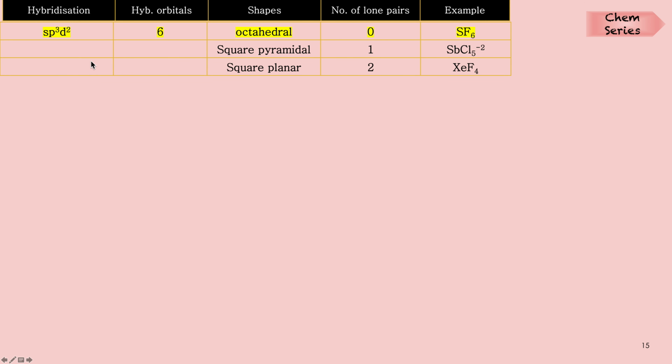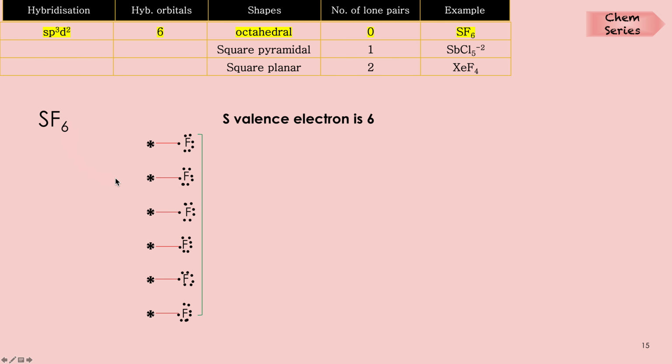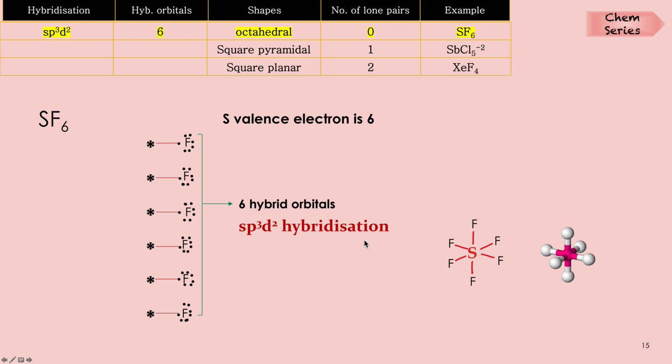Coming to the sp3d2 hybridization, the first example is SF6. So sulfur will be your central atom and its valence electron is 6, and the 6 valence electrons are being shown like this. There are 6 fluorine atoms which will bond to the 6 valence electrons of sulfur. So there will be no left out valence electrons in sulfur, hence there is no lone pair, 0 lone pair, and there are 6 hybrid orbitals, sp3d2 hybridization. So the shape will be octahedral and the geometry will also be octahedral.